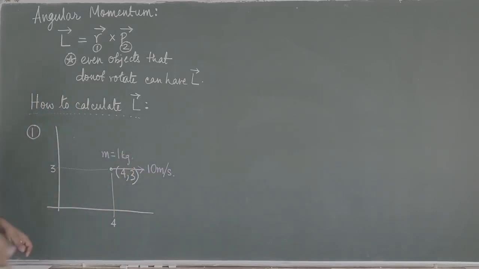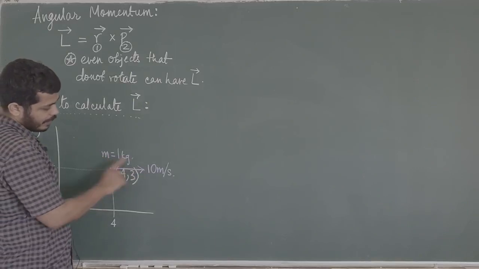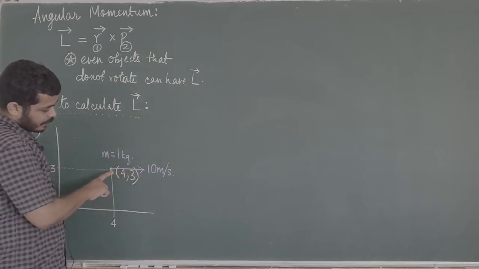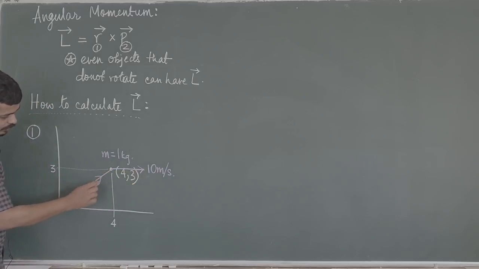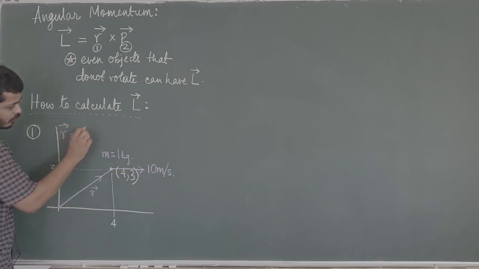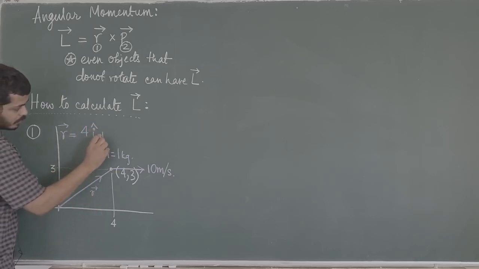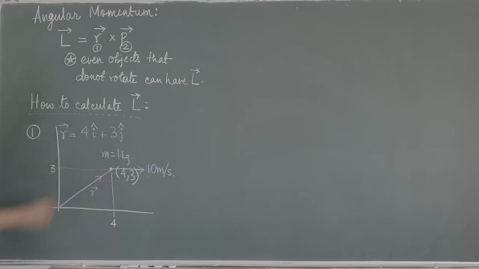All of these values, of course, I'm going to make up, but the point is this object has some momentum. This is m, that's the value of v. This is where the object is located. If you draw a straight line from that point to the origin, this vector is your R vector. R vector is (4, 3). So we can first write R vector is equal to 4i cap plus 3j cap.